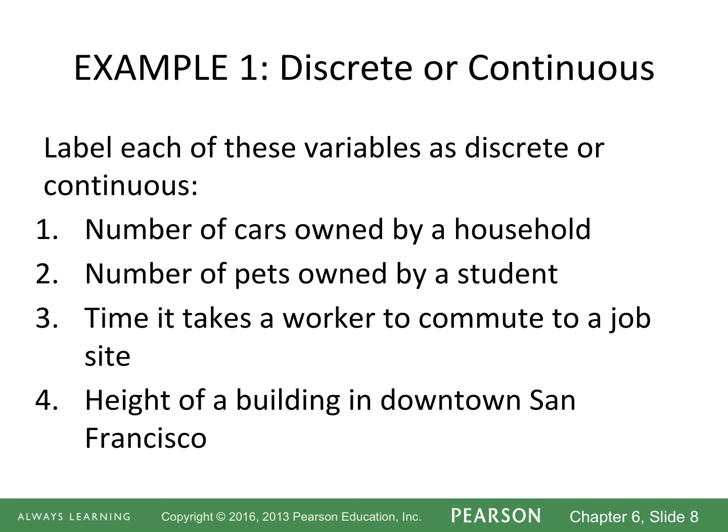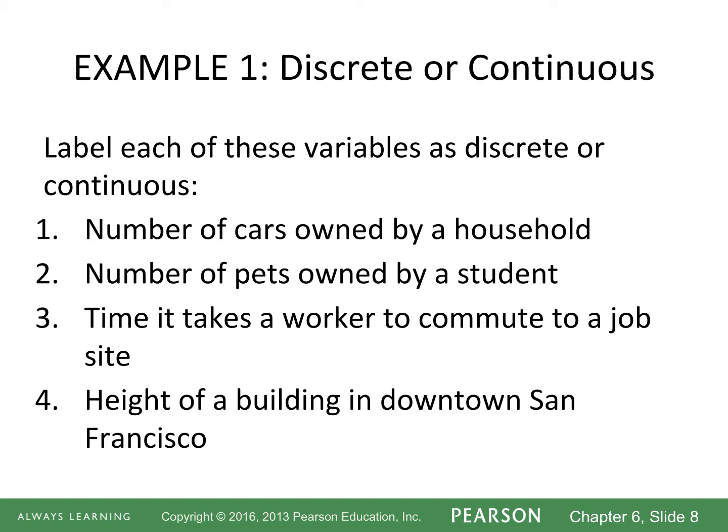So it's really important to distinguish between discrete and continuous, because how you graph these is going to be different. Let's do some examples so that we can determine whether we're talking about discrete or continuous variables. Number 1 says the number of cars owned by a household.